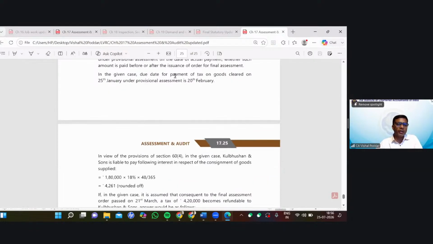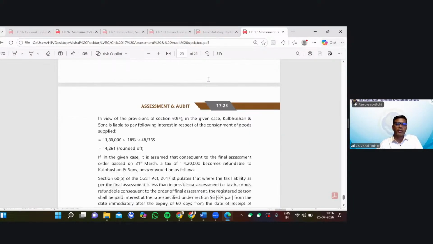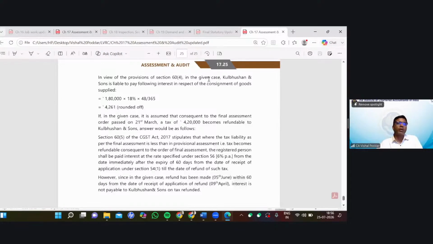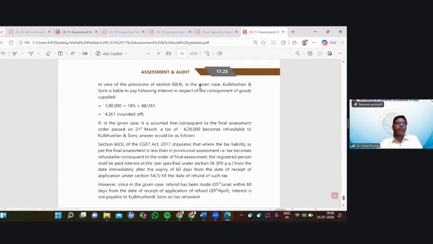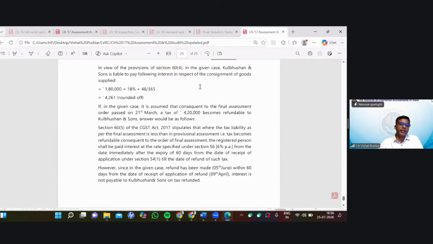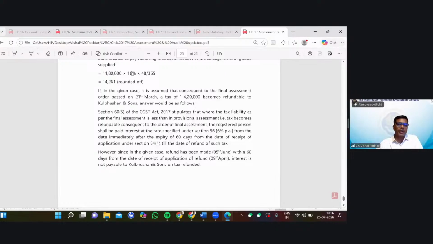So in the given case, the due date of payment of tax on goods cleared on 25th January is 20th February, because 20th February is the due date for filing your 3B returns for January month. So your interest liability will be counted from day 1, that is from 20th February till your final payment of tax and interest. So when you count that, it comes to 18% for 48 days. So if in the given case it is assumed that consequent to final assessment order passed on 21st March, a tax of 420 becomes refundable to Kulbhushan, answer would be as follows.